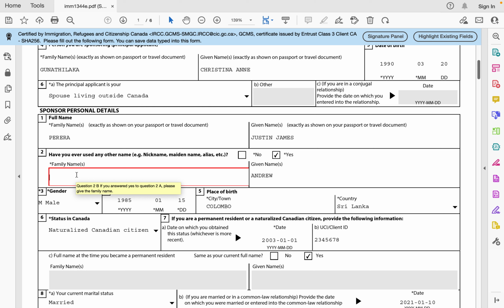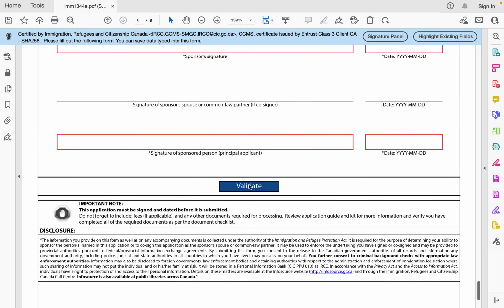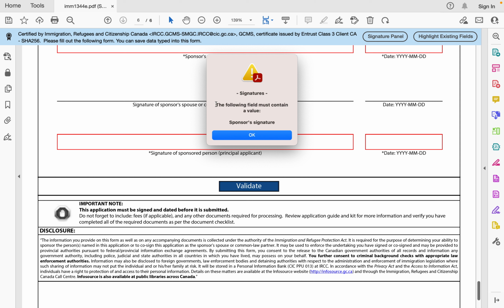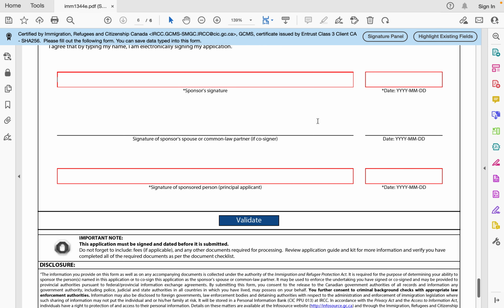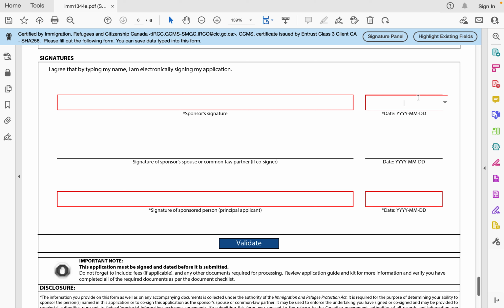So what you have to do is go here and type in NA. Now let's go down again and see, when we validate, what it is asking. Okay, now down here it's asking to put the sponsor's signature. So you can type in the date of filling. Let's say it's today's date, 2023, March 6th. Can do that.